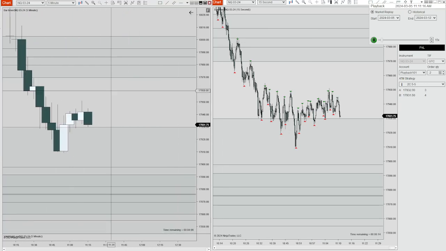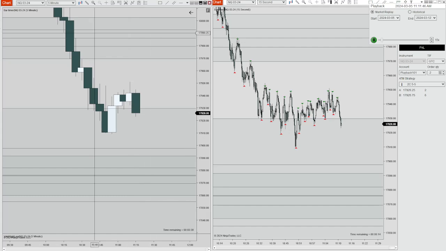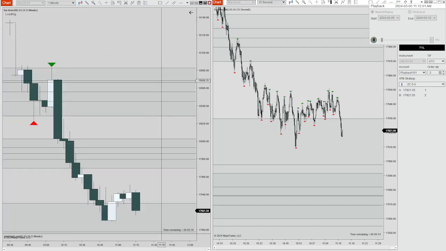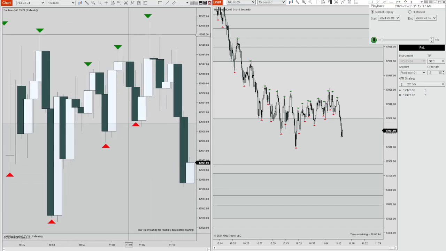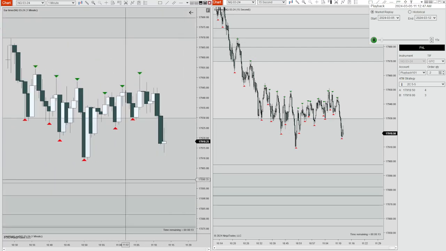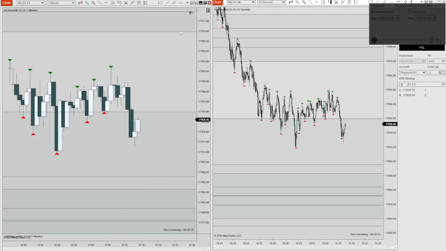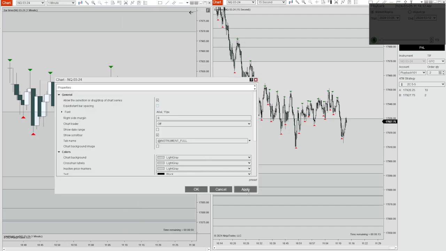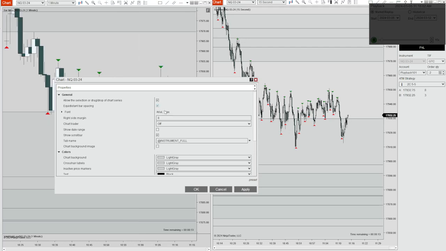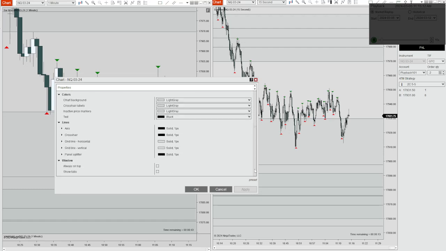Oh, my candles just screwed up. Made it look ugly. Oh, see, this is why I don't like Ninja Trader. It glitches. Is it this thing that tells us that? I don't know.